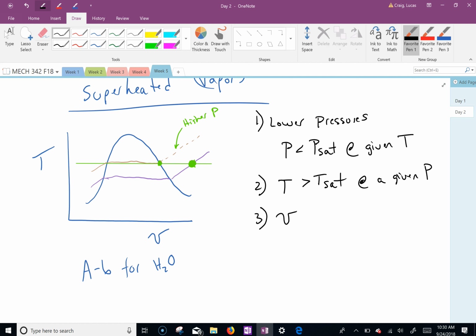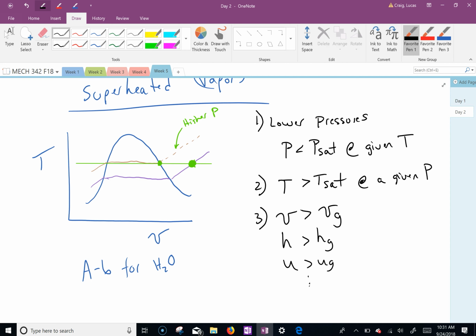What about your specific volume? What's that higher than? Vg? Yep. And that holds true for all of these, right? U, Ug, etc. Oh, that's greater than. And we'll go through practice. We're going to go through a practice problem. You're going to have homework problems to make sure. So these are the rules that help you identify.